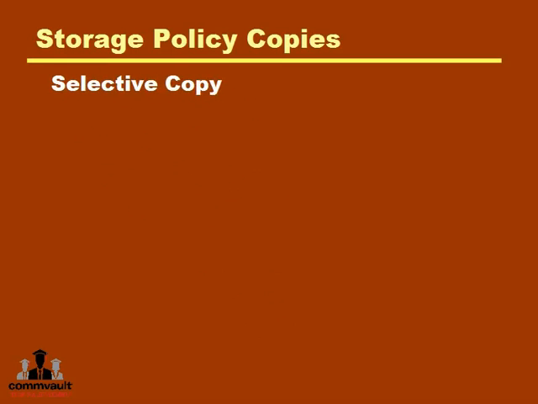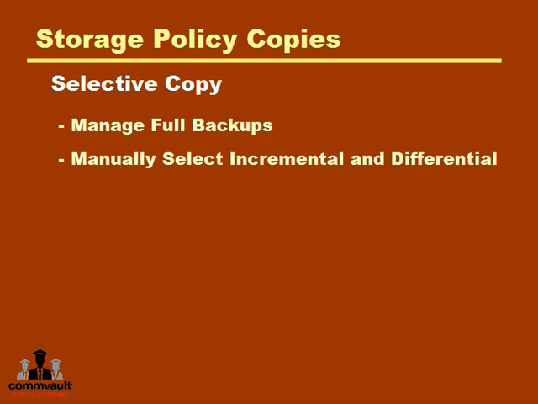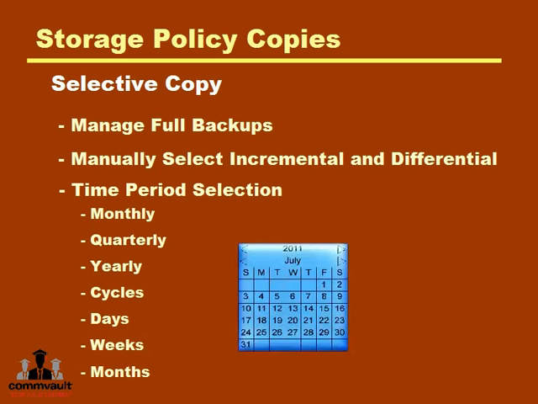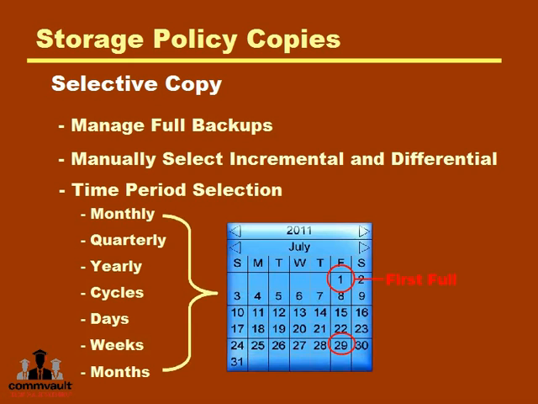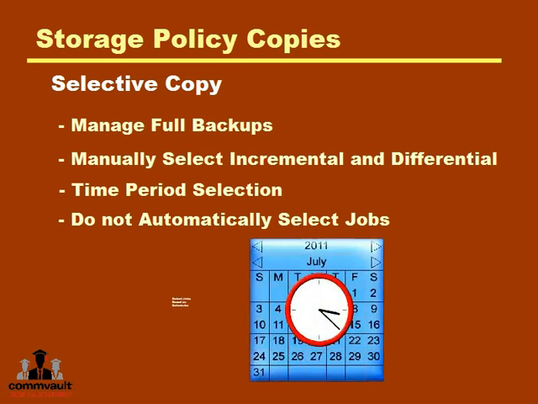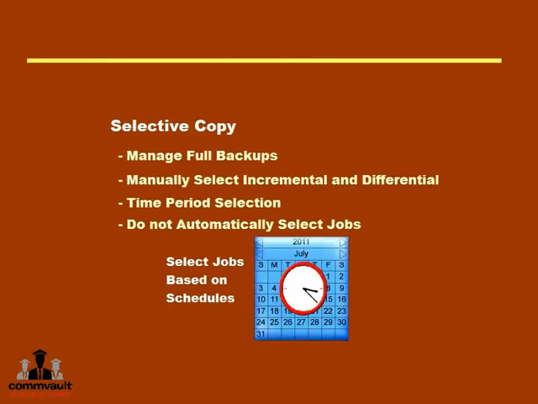A selective copy allows you to select specific jobs that will be managed. By default, it manages full backups, but incrementals and differentials can also be managed. You can select fulls based on a time period, such as month-end, quarter-end, or year-end. You can also select fulls based on number of cycles, days, weeks, or months. For each of these time periods, you could select the first or last full of the time period. One additional option is not to automatically select jobs. This will allow you to specify which jobs are selected based on schedules instead of the policy copy.